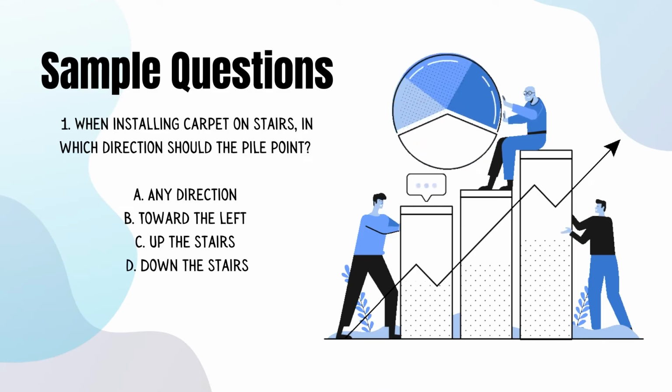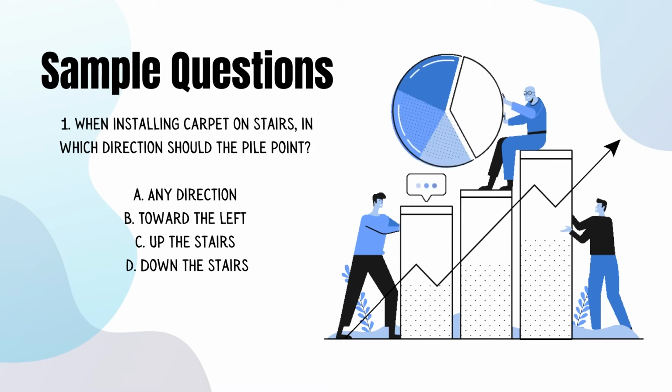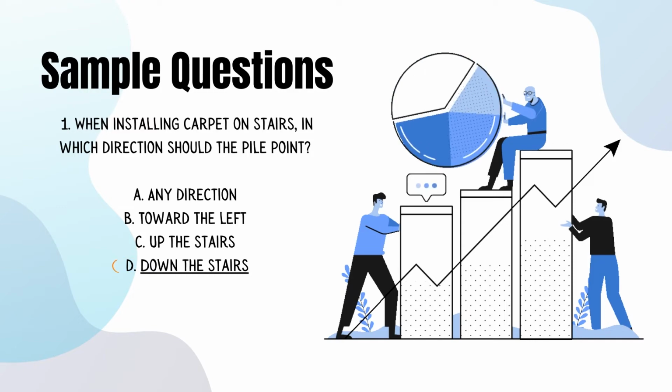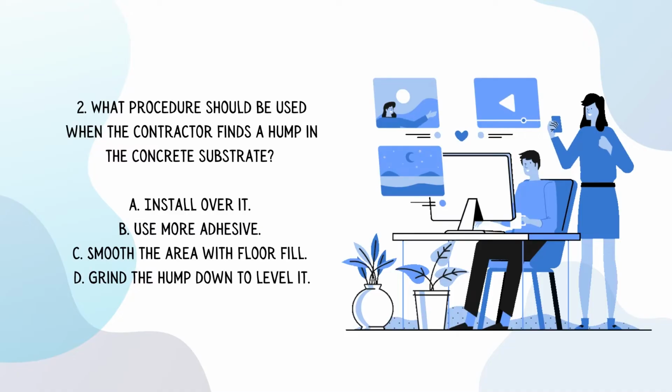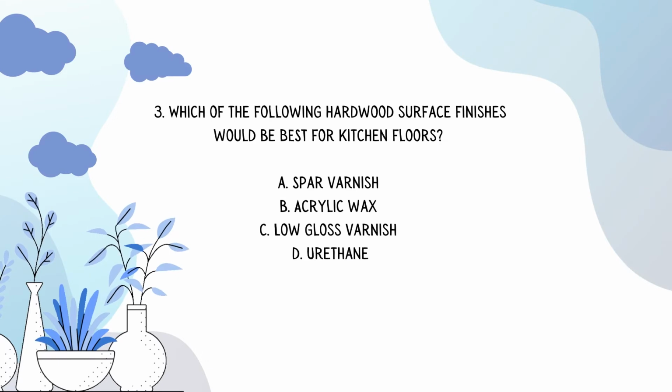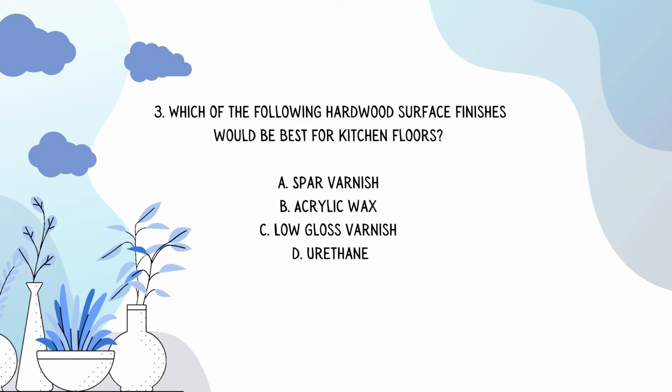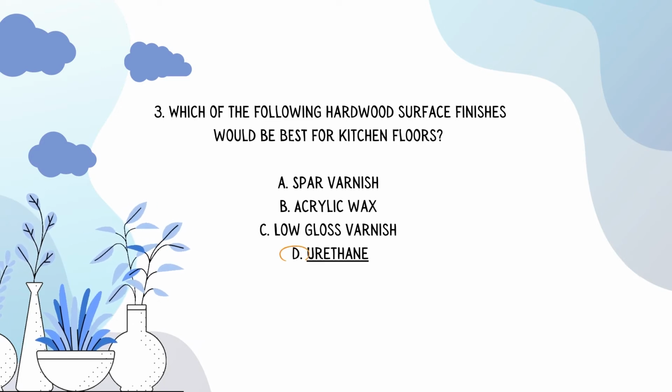Let's take a look at some sample questions you might encounter on the exam. When installing carpet on stairs, in which direction should the pile point? D, down the stairs. What procedure should be used when the contractor finds a hump in the concrete substrate? D, grind the hump down to level it. And 3, which of the following hardwood surface finishes would be best for kitchen floors? D, urethane.